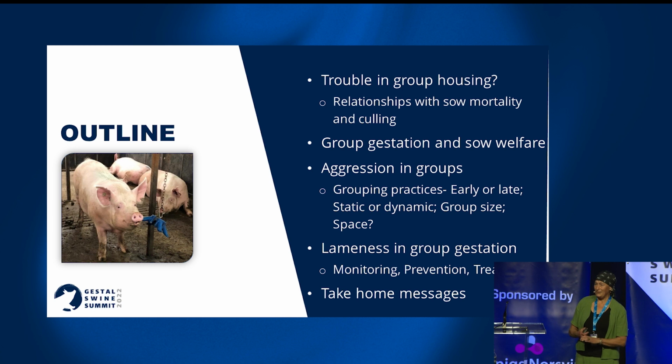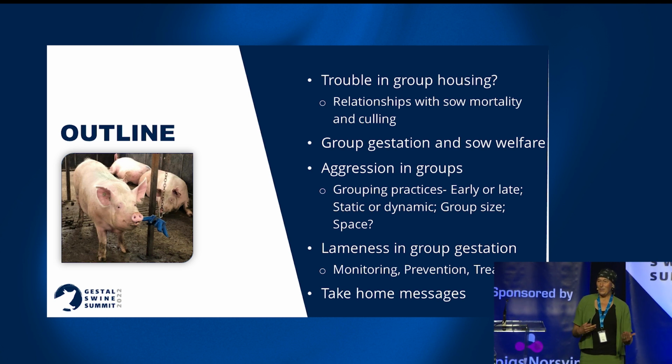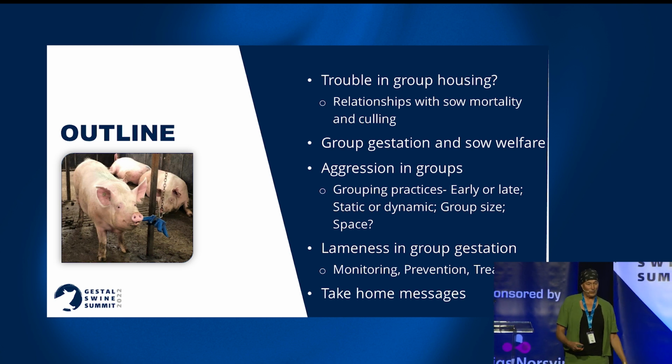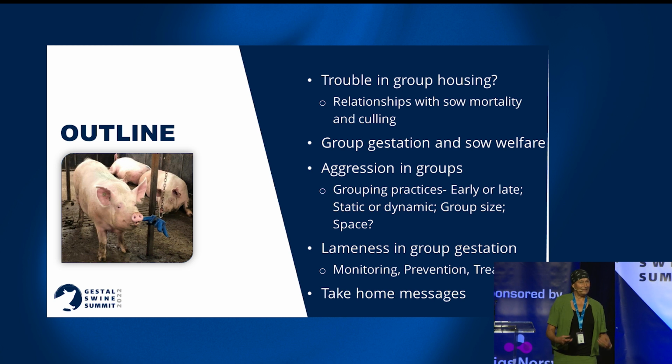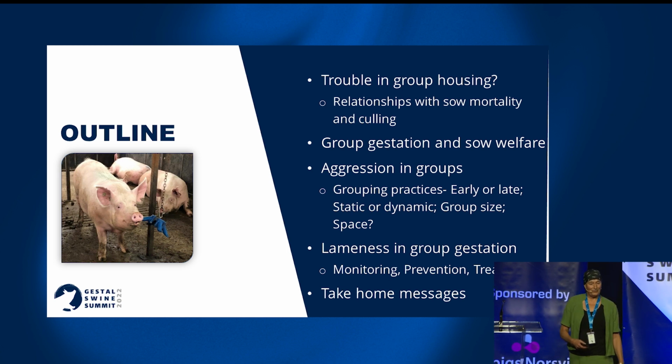What are the best grouping practices? What is the research showing us? Clearly, there's room for more research. I would always say that. But are we mixing early or late? Obviously, in Australia, they've made that decision. It's early mixing, but we have more freedom here to make those decisions. Static or dynamic grouping? What is the ideal group size, and how can we manage sows differently, and the space requirements? Again, a number of things that David touched on, but I'll get into some of the research out there.